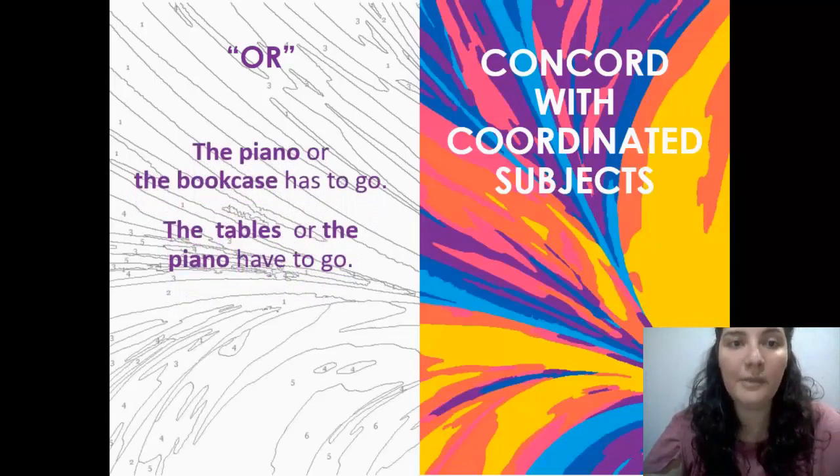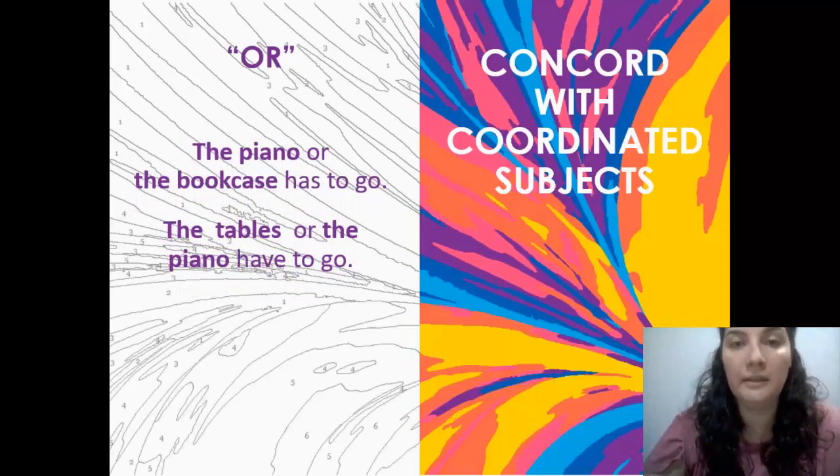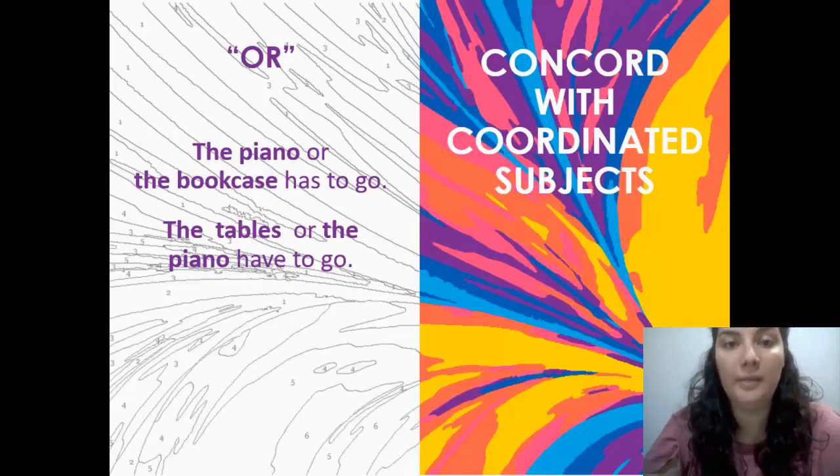In these examples, the piano and the bookcase are singular, so we apply a singular verb. But in the second example, the tables and the piano are dissimilar in number, and we have a plural noun there, so we apply a plural verb.